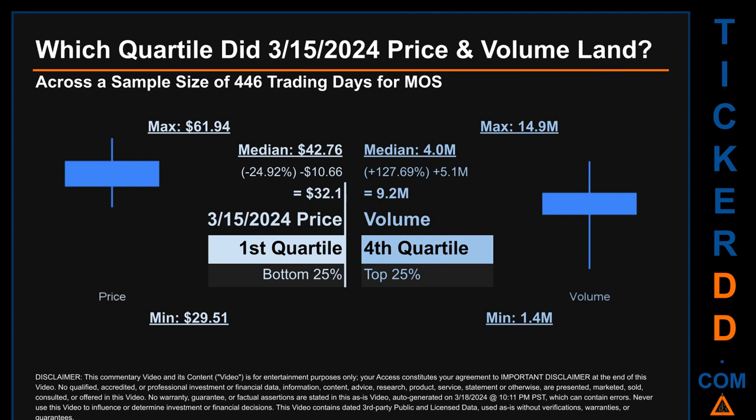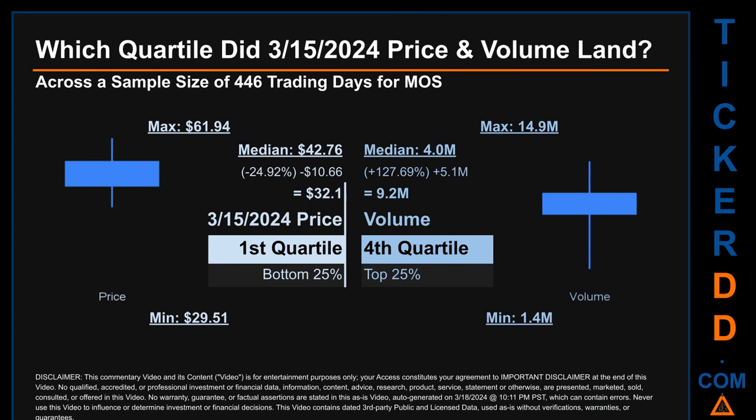Which quartile did March 15, 2024 price and volume land? Across a sample size of 446 trading days, the maximum end-of-day price for MOS was $61.94 while the minimum was $29.51. Within that price range, March 15, 2024 price, of $32.10, landed within the first quartile, meaning it was within the bottom 25% of all sampled end-of-day prices.